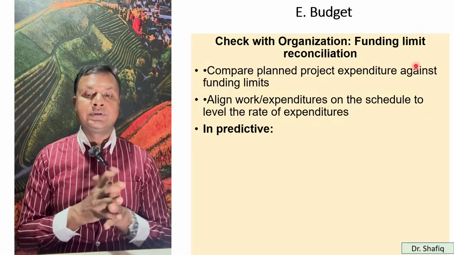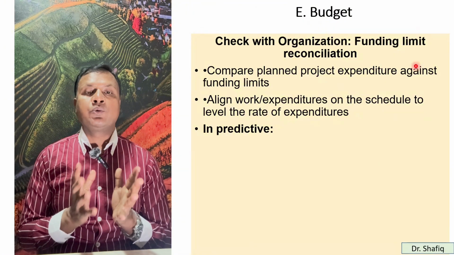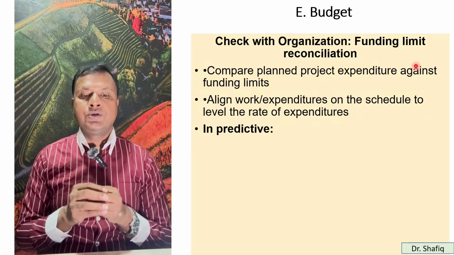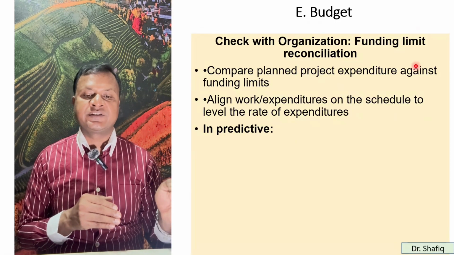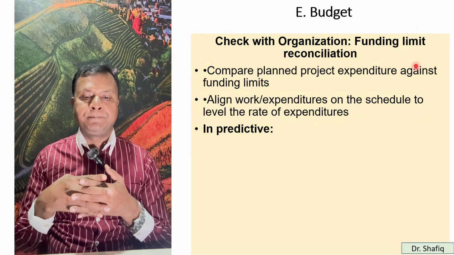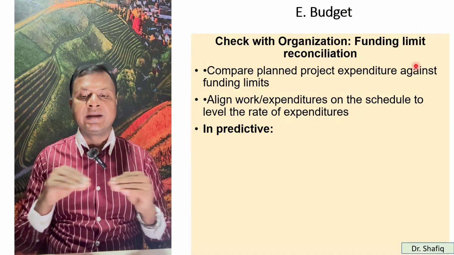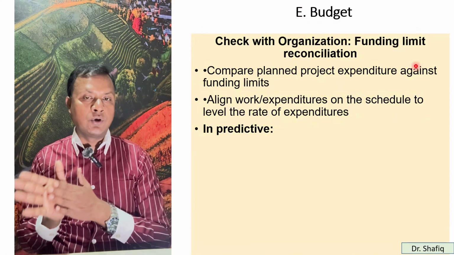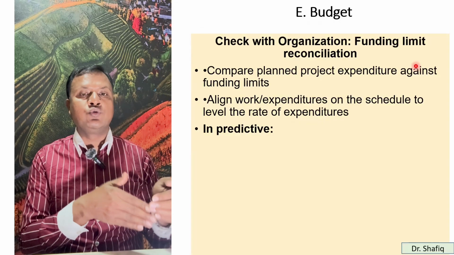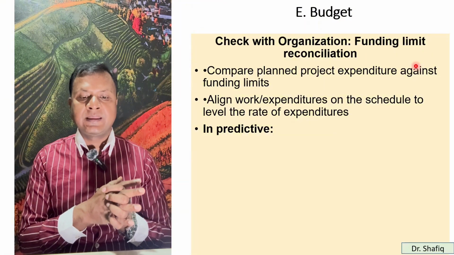Now we have to check with the organization's funding limit. We have to reconcile. So how can we do that? How can we reconcile our budget or cost? We can compare planned project expenditure against funding limits. So we have funding limits and we have the plan, so we can compare them. And we can see the aligned work and expenditure on the schedule to level the rate of expenditures. How much money has already gone, how much time has already gone. We can compare that with how much time we have remaining and how much money we have in hand.